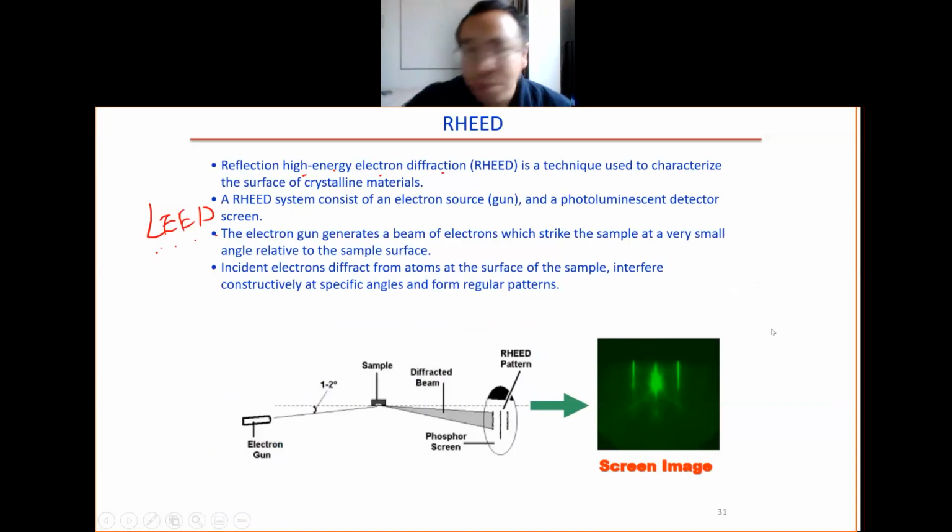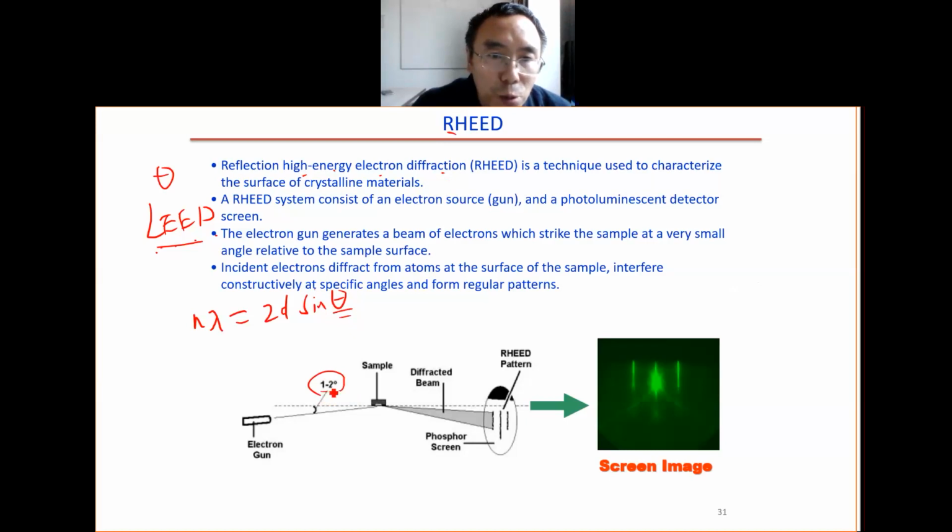So here we have the same thing: n lambda equals 2d sin theta. The difference from LEED is that for LEED, the theta is large. But for this one, for the reflection, theta is only 1 or 2 degrees. So this one is very small. You can see the sin theta is very small. So the lambda also needs to be very, very small.